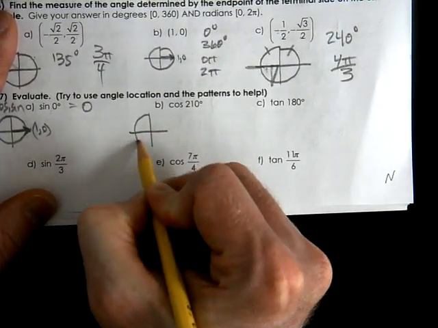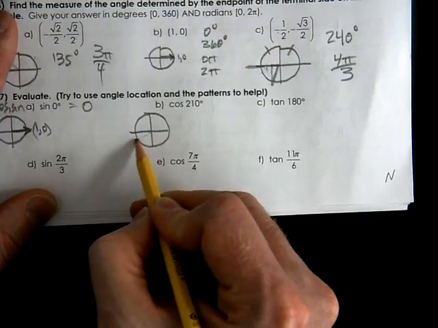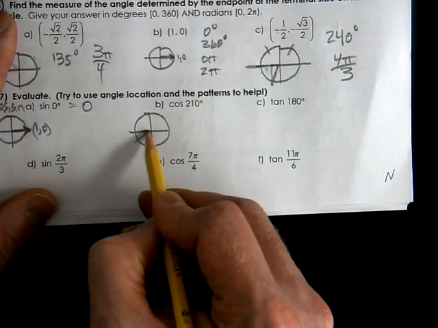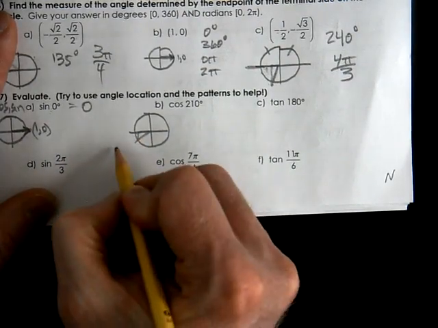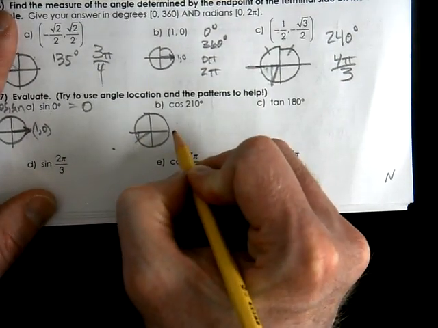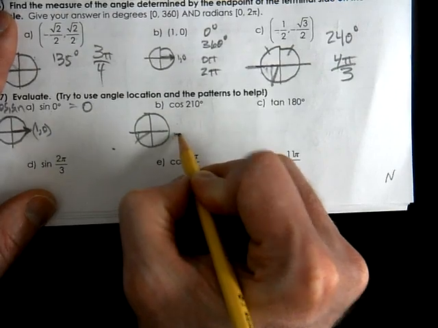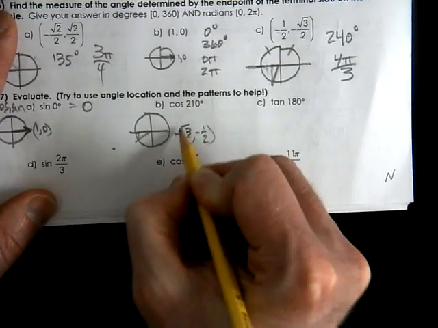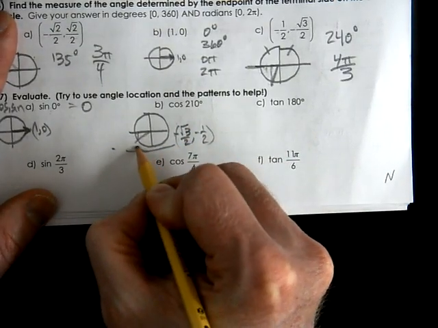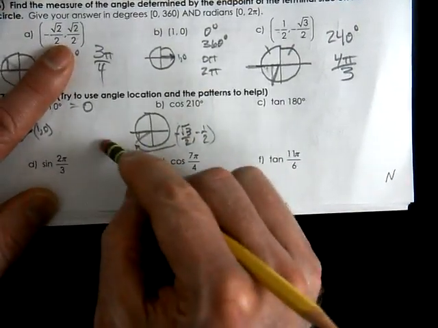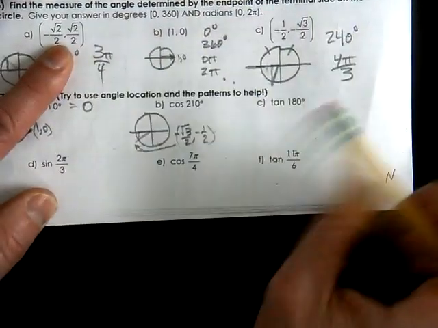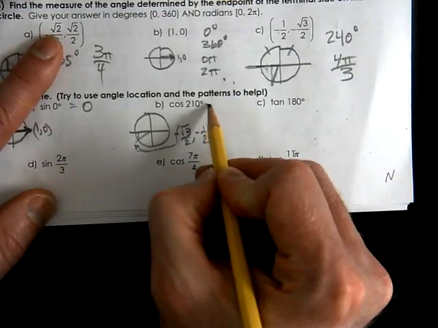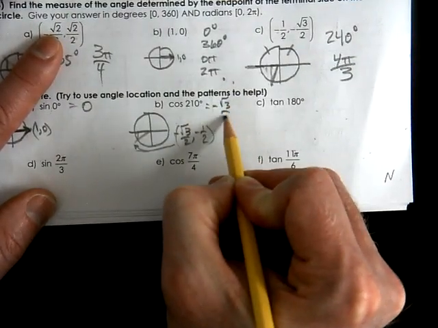210. 210 is 30 degrees away from the x-axis. The coordinate here is long, short. Long, short. Goes right there. So cosine is your x value. So the answer is negative root 3 over 2.